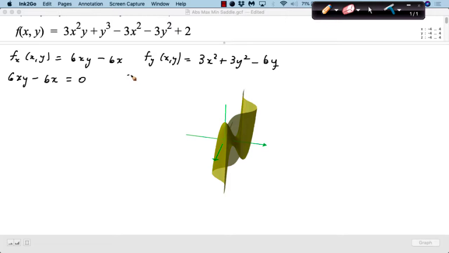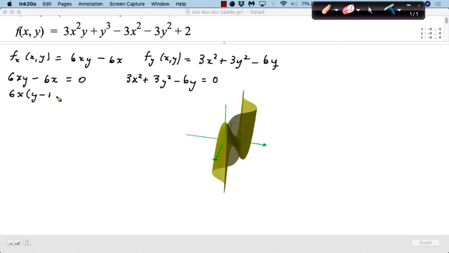And 3x squared plus 3y squared minus 6y equals 0. So it depends on the problem. The approach that you use is different, but factoring is really helpful. So which of those two factor? The first one, we can pull out 6x, and this is very helpful.